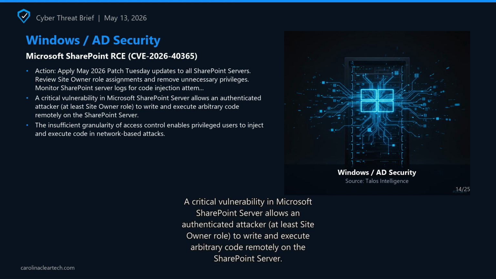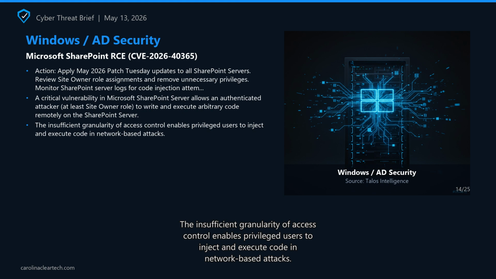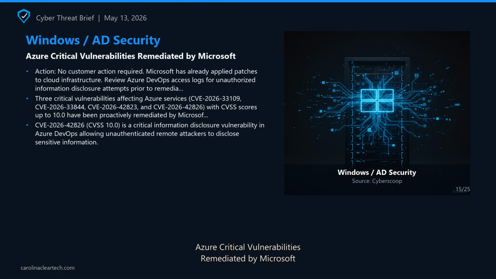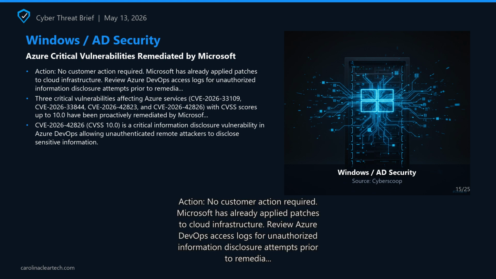Azure Critical Vulnerabilities Remediated by Microsoft. Three critical vulnerabilities affecting Azure services, CVE-2026-33109, with CVSS scores up to 10.0, have been proactively remediated by Microsoft within cloud infrastructure, without requiring customer action. CVSS 10.0 is a critical information disclosure vulnerability in Azure DevOps, allowing unauthenticated remote attackers to disclose sensitive information.